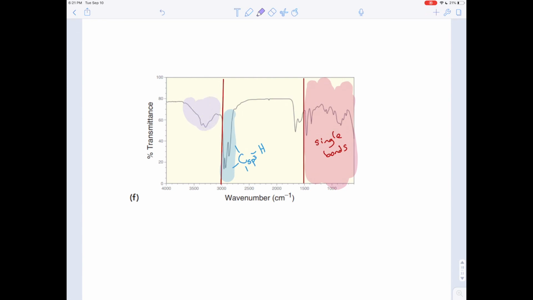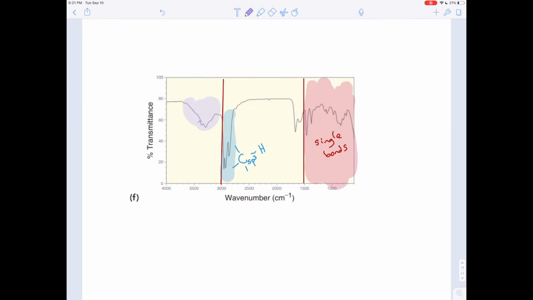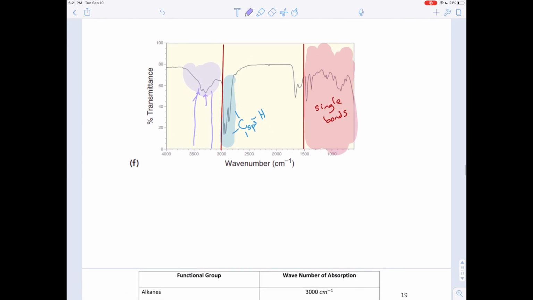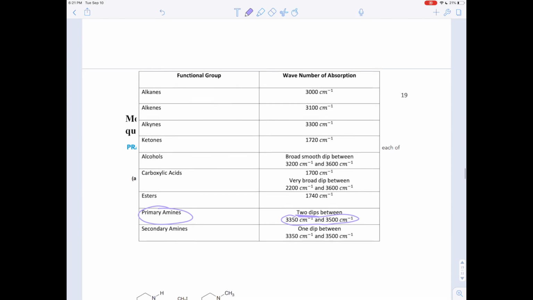another absorption sort of over here. It doesn't go very far down. And it has two sort of dips at the end. Two dips. Doesn't go very far down. It's around between 3350 and 3500. That is an amine. And because it has two dips between 3350 and 3500, it is a primary amine.